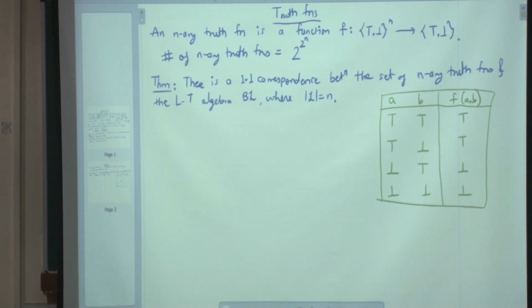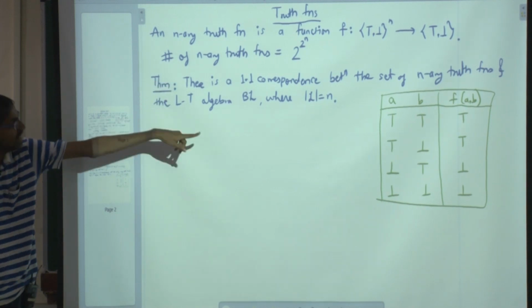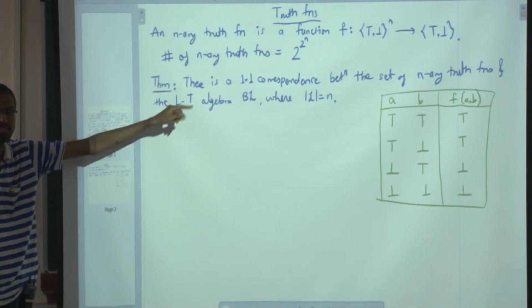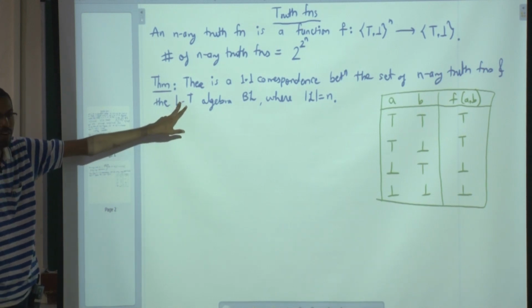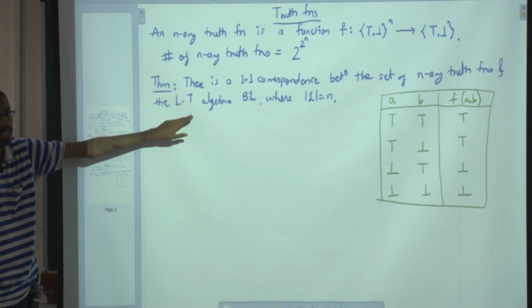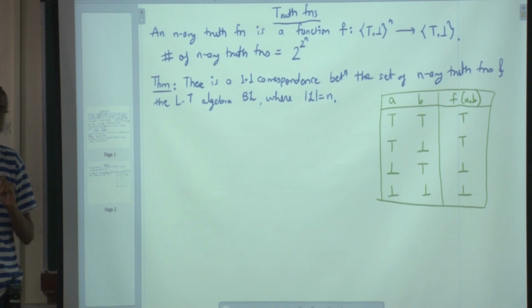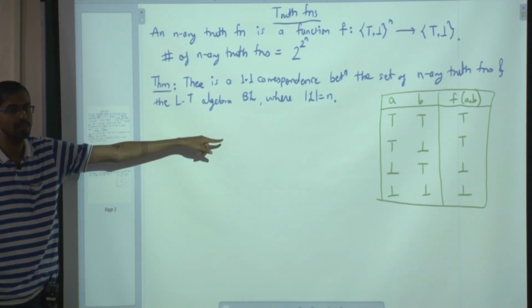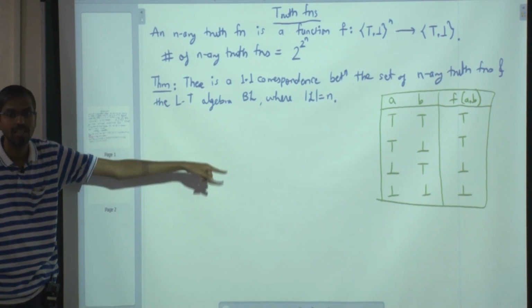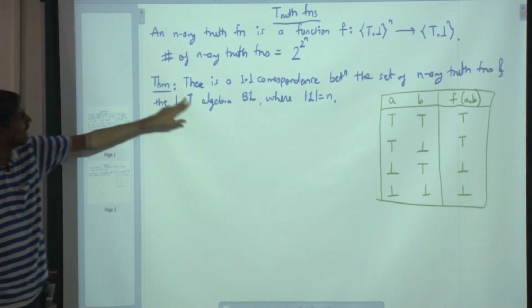Now, in order to make this theorem true, you still have to find out what function it is. What does this say? That it is in one-to-one correspondence with the elements of the LT algebra. Which means you have to find one formula whose truth table looks like that. Can you find that formula? A is not a formula. You have to first choose a language.